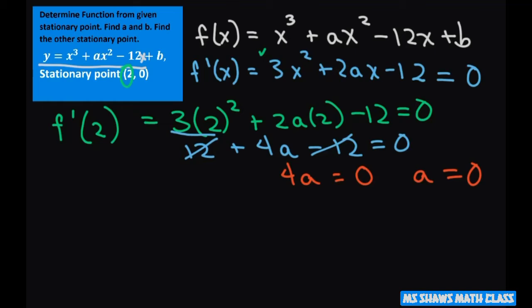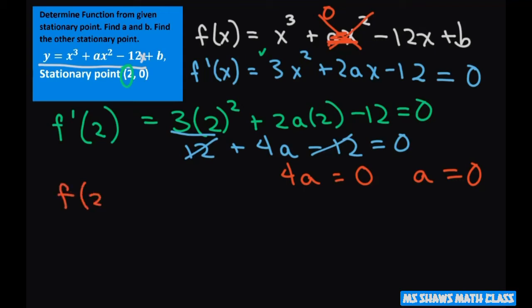Now basically what that means is that this goes away. Then you plug the 0 in. The a is there, so there is really nothing there. So now let's plug in our stationary point 2 in our original equation to find the b.